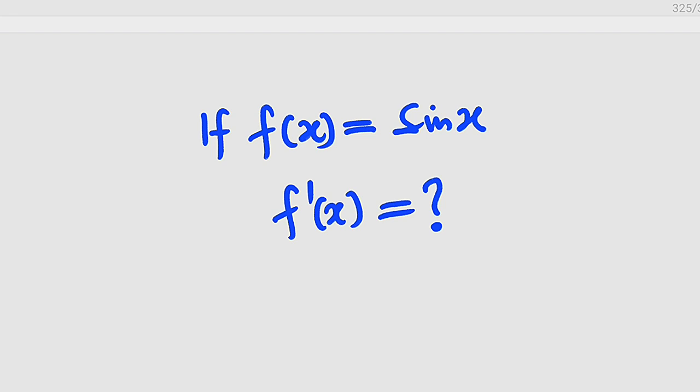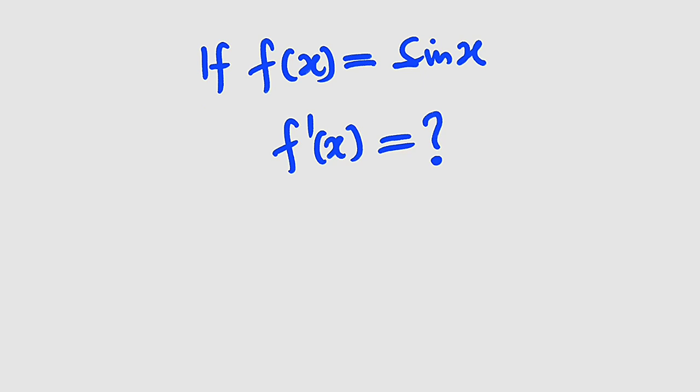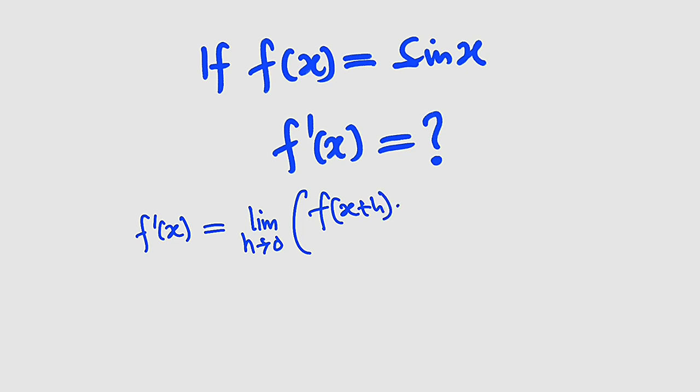We are given that if f of x is equal to sine x, what is f prime of x, which is the same thing as dy over dx. From the definition of derivatives from the first principle, dy over dx, or I can simply call it f prime of x, is equal to the limit as h approaches 0 of f of x plus h minus f of x, divided by h. This is just the definition from the first principle.